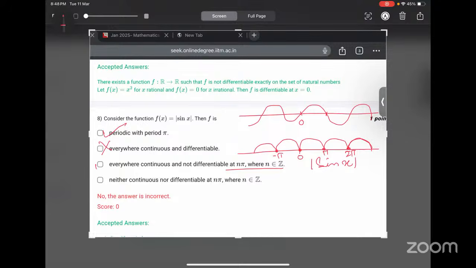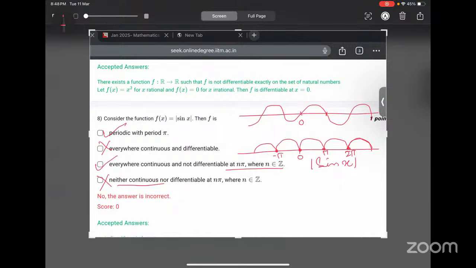Yeah, it's the same as the first one, but a different way of telling the option. So only the intersection points with the x-axis are n pi for n belonging to integers, right? So these are the points where the function will not be differentiable because we have a sharp corner. It is still a continuous function, so the option saying it is not continuous will be incorrect, right? Correct. Any doubt?